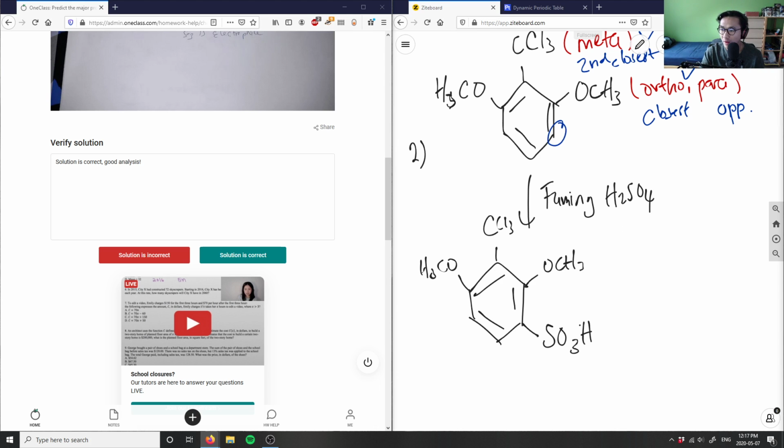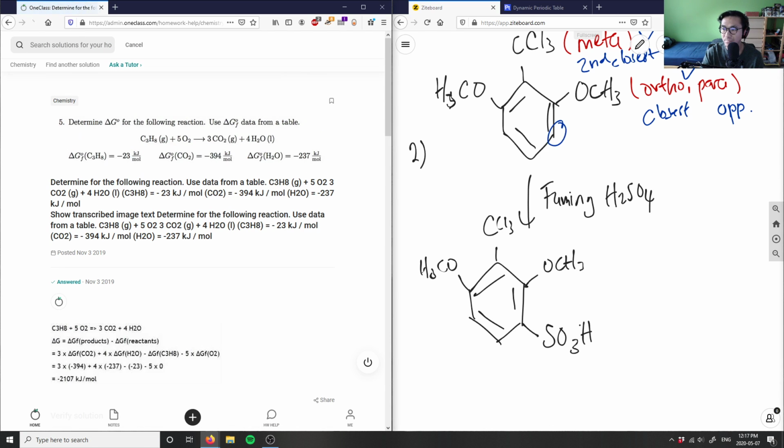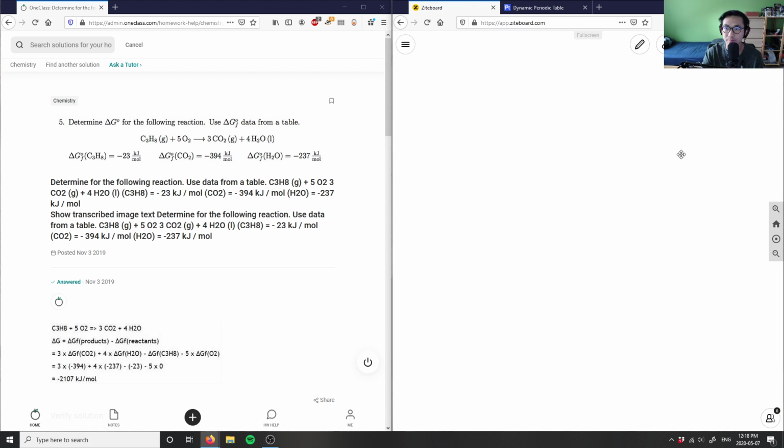Yeah, so we'll move on to number 3 here. So let's do number 3. All right. So it says determine delta G for the following reaction. This is number 3 here. And use delta G of formation, the Gibbs energy of formation, from a table. Okay. So number 3. So I have this chemical formula here.